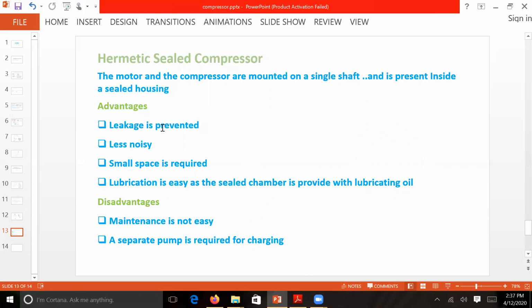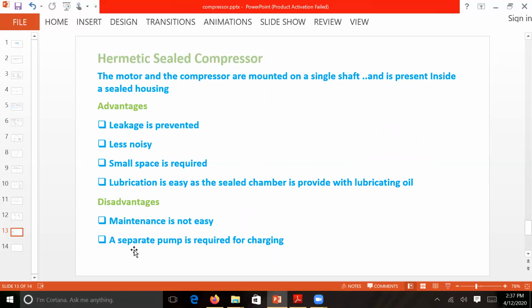This is the advantage of hermetic sealed compressors. The leakage will be prevented, and it is less noisy because all the things are in a single space. Space required is very little. Lubrication is easy. Maintenance is not easy. That is the disadvantage, because all the things are in a sealed chamber, so you need to open it.